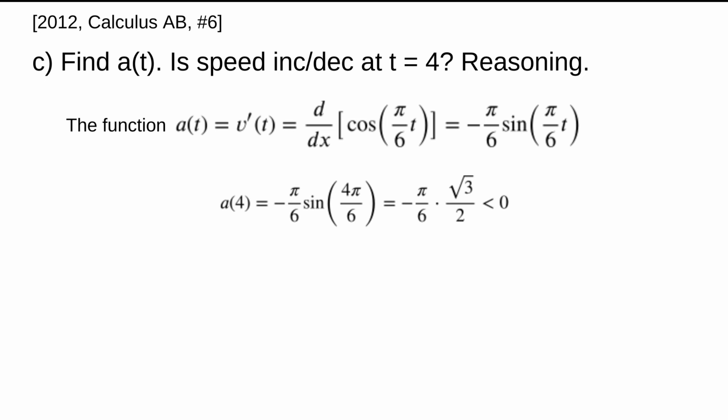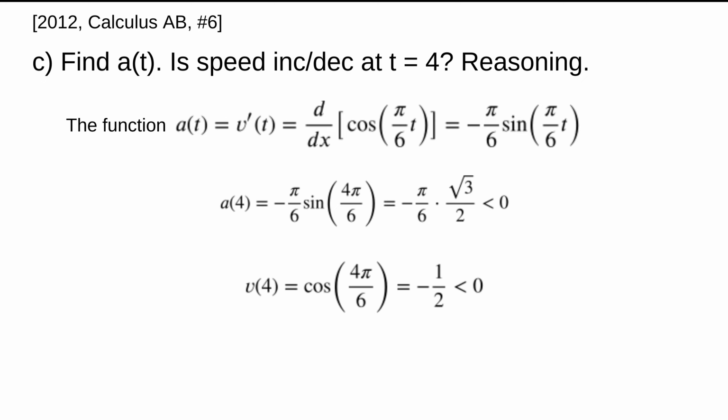All right, so a of 4 is going to be negative pi over 6 times the sine of 4 pi sixths, which is 2 pi thirds. Sine of 2 pi thirds is square root 3 over 2. Square root 3 over 2 times negative pi over 6 will be negative because that's a product of a negative number and a positive number, so a of 4 is negative.